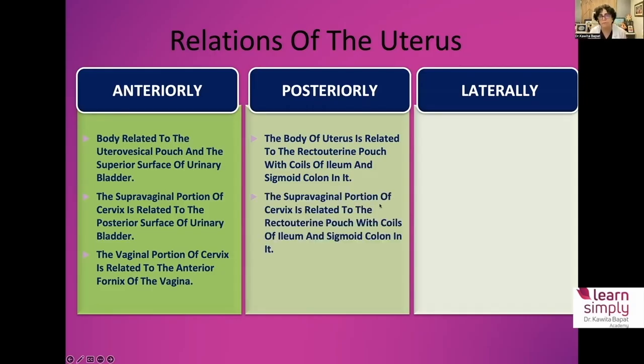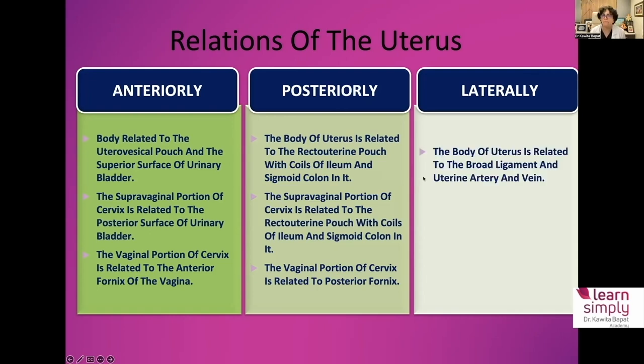The supravaginal portion of the cervix is related to the rectovaginal pouch, and the coils of ileum and sigmoid are there. So while opening the pouch of Douglas, we are worried about all those things. The coils of ileum can come, the sigmoid colon is there. So we should be worried. So the body of the uterus is only this thing. And the vaginal portion of the cervix is related to the posterior fornix.